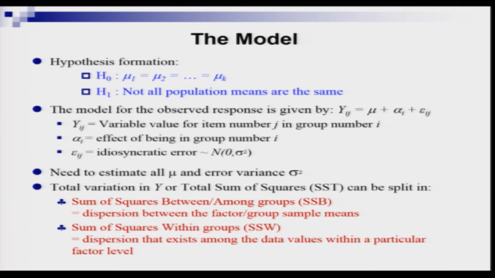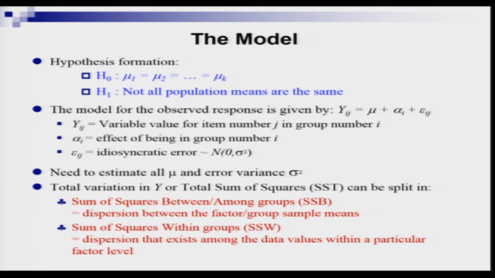Now, note that in this model, what are the unknowns? The unknown parameters are all the mu's and the error variance sigma square. We need to estimate them, and after we have estimates for all these mu's and the error variance, some related concepts can be proposed and they are very pivotal. In ANOVA we say that the total variation in the dependent variable y, or the total sum of squares, abbreviated as SST, can be split into two components. One is called the sum of squares between groups, abbreviated as SSB. That is the dispersion between the factor or group sample means that we calculate from data. Now, why am I writing between slash among?